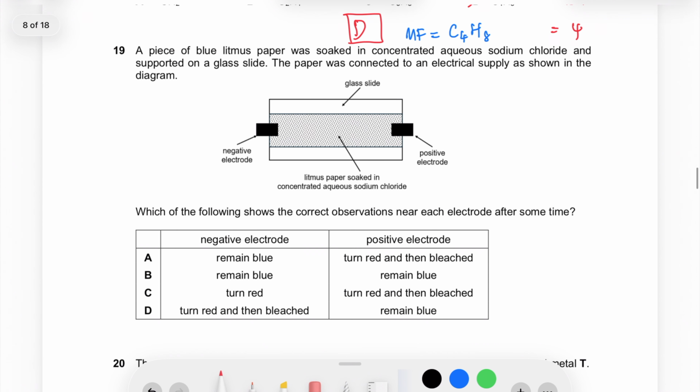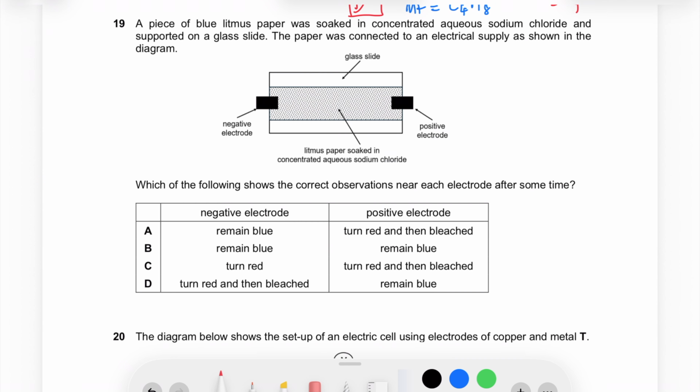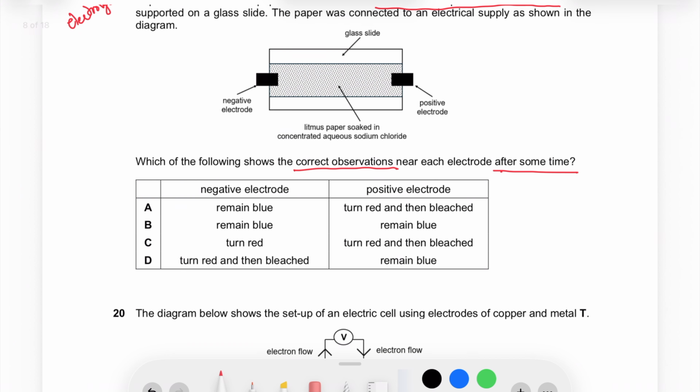Alright, moving on. Question 19. You have a blue litmus paper with concentrated NaCl, and then you have your current passing through. Which of the following shows the correct observation after some time? So first thing first, concentrated NaCl. So this sounds like an electrolysis question. So first you have to write down the ions. So this you have Na plus, Cl minus, H plus, and OH minus.